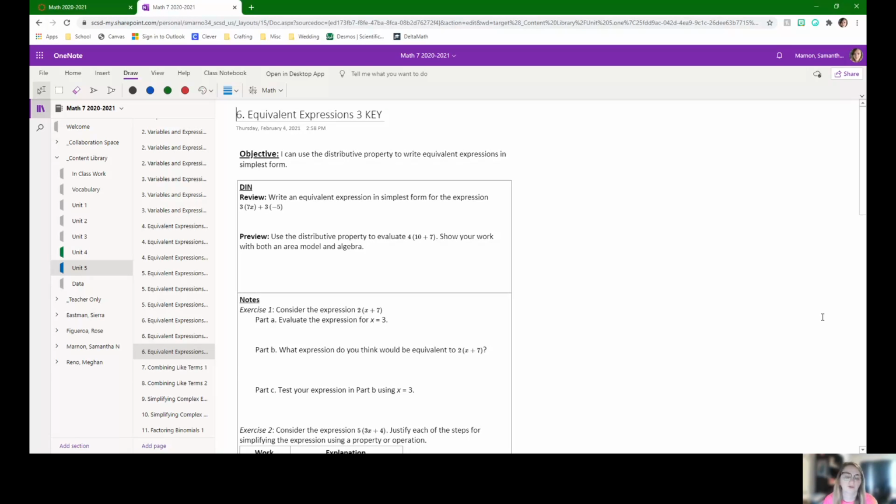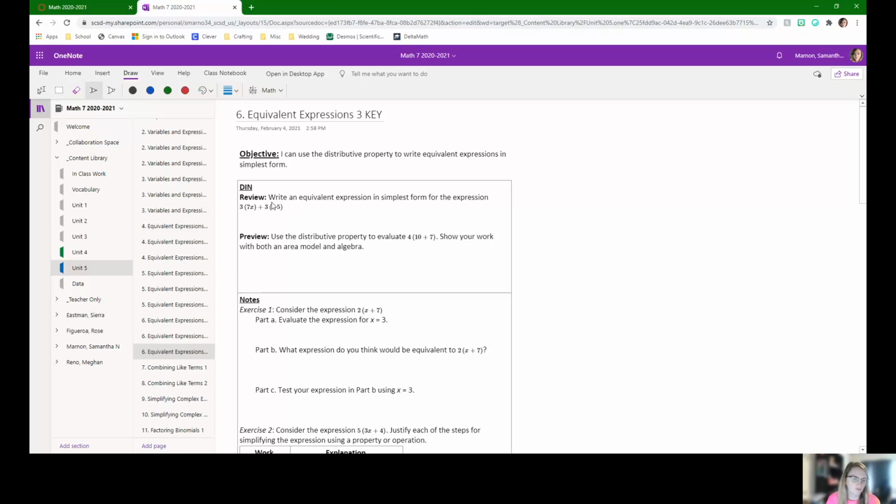So yesterday we worked with the associative and commutative properties to generate equivalent expressions. Today we're going to use the distributive property. This is one that I think we need a lot of practice with, but it's the one that I always say everybody gets cake, and we'll see what that means in a minute. So our objective today is I can use the distributive property to write equivalent expressions in simplest form.